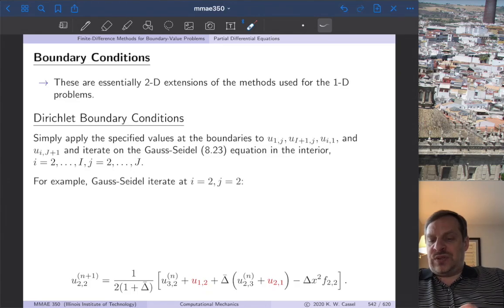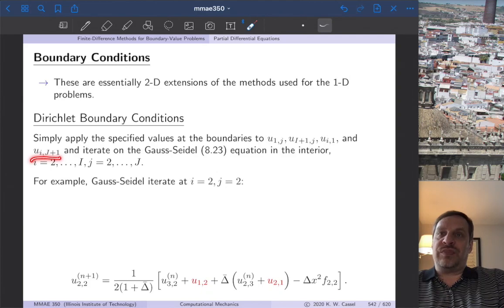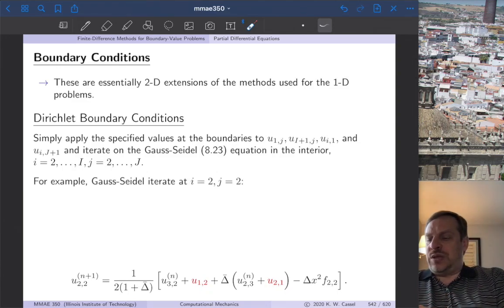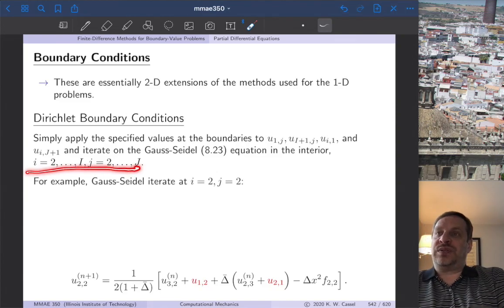So boundary conditions, this is going to parallel exactly what we did in the 1D case. So you'll see a lot of similarity there. It's just 2 dimensions instead of 1, which really only adds in 1 extra complexity, which we'll see. But for Dirichlet boundary conditions, just like in the 1D case, you put in the values along the boundary as they're given to you from the boundary conditions. So u1j, uIj, ui1, and uiJ are all known, and those you just put in on the boundary, and you only iterate on the interior points, 2 to I and 2 to J.